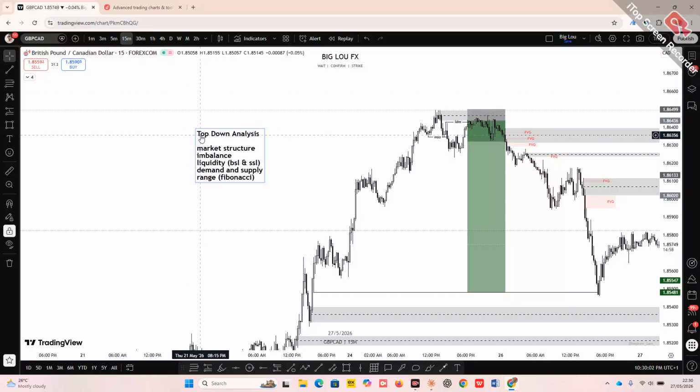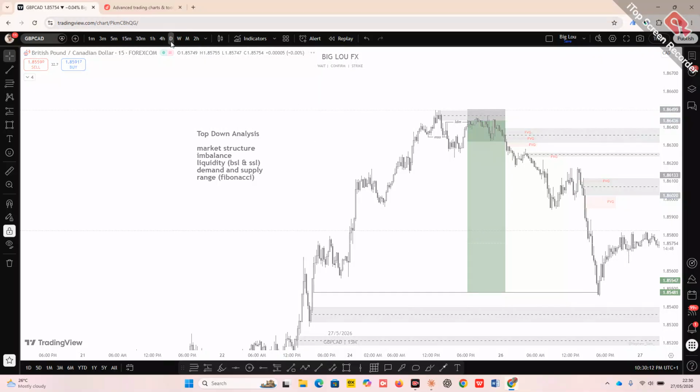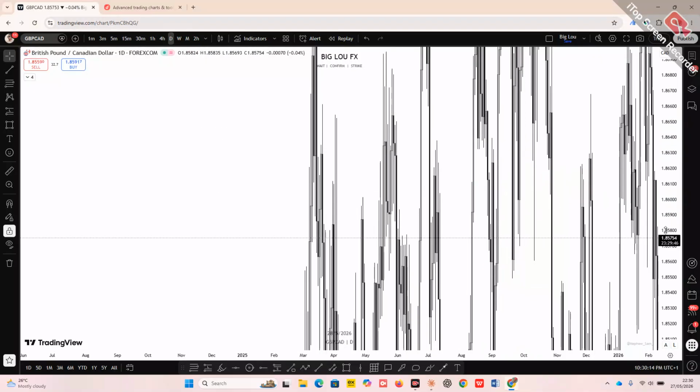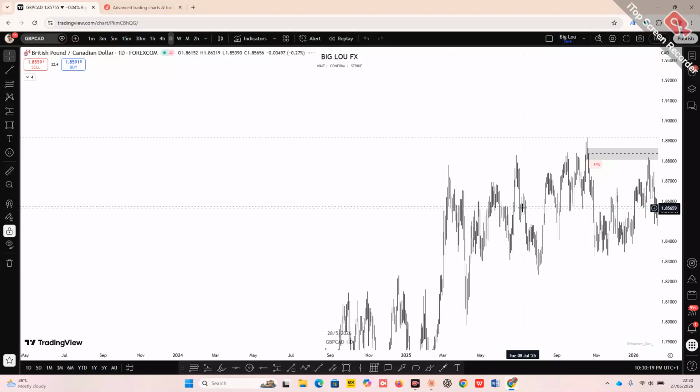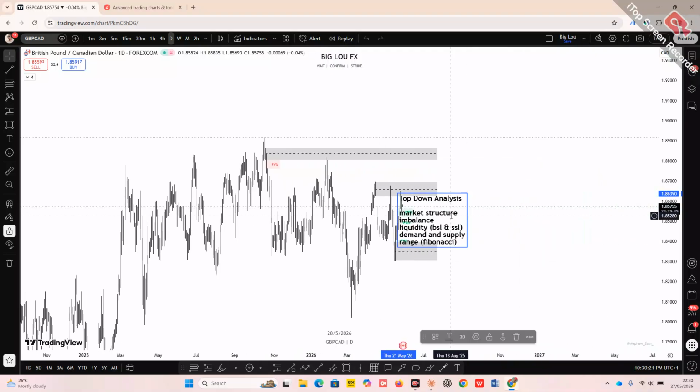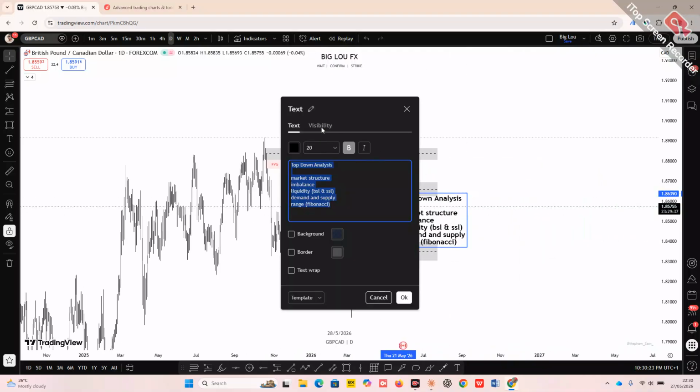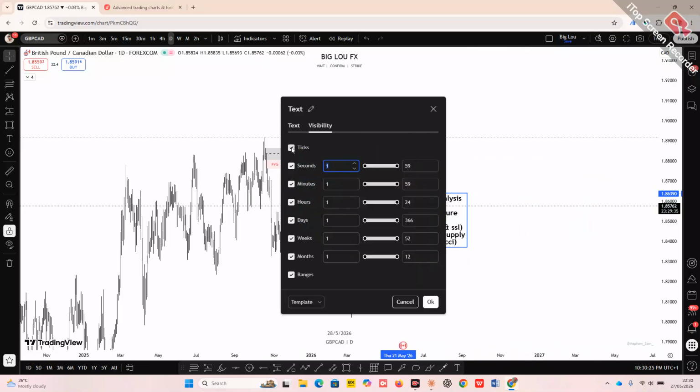But for my analysis, which is top-down analysis, just like the name implies, I start analyzing from a higher time frame. And as an intraday trader, most of my analysis I start from the daily. Now, when you get to the daily, sorry, let me mark this. It should only appear on the 15 minutes time frame, please.